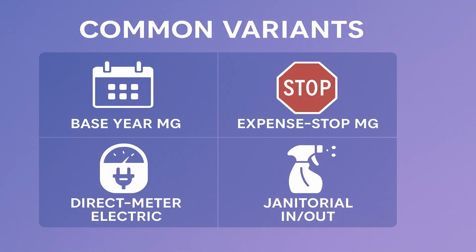You'll see flavors like base year modified gross, expense stop modified gross, direct meter electric, or janitorial in and out. The exact mix is market and deal specific.